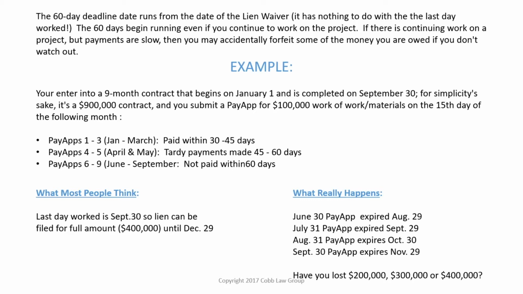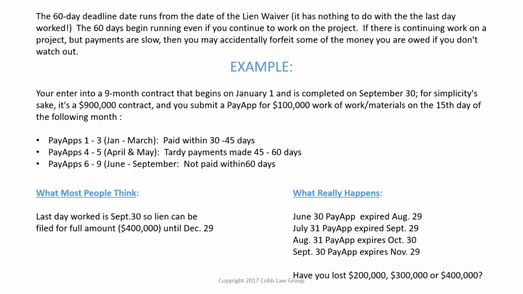So pay apps 1 through 3, which is January through March, the general contractor or the owner pay fairly promptly, a little slow, 30 to 45 days after you submit your pay app. Pay apps 4 and 5, which is April and May, they become tardy payments. You ask where the payment's coming, and they say, oh, we're going to pay you next week, we're going to pay you next week. And sure enough, in about 45 or 60 days, the payments arrive.